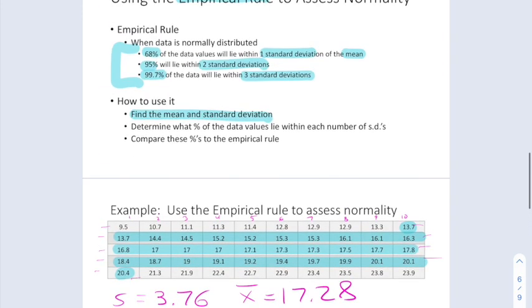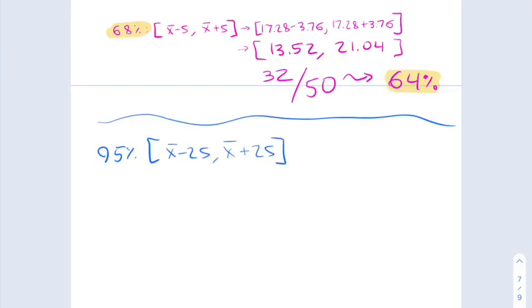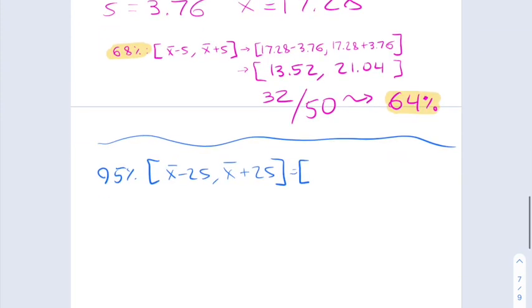Now that wasn't enough. Remember, the empirical rule has 3 parts, and we've only done one of them. The next part says 95% of the data lies within 2 standard deviations. Lying within 2 standard deviations means if I subtract 2 or add 2 standard deviations from the mean, I should see the lowest and greatest possible numbers that fit this description. My mean and standard deviation are still the same, so I can plug those right back into this formula.